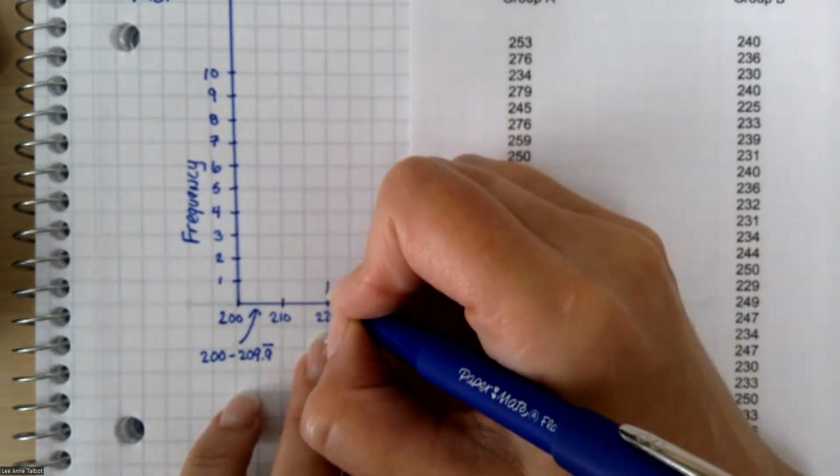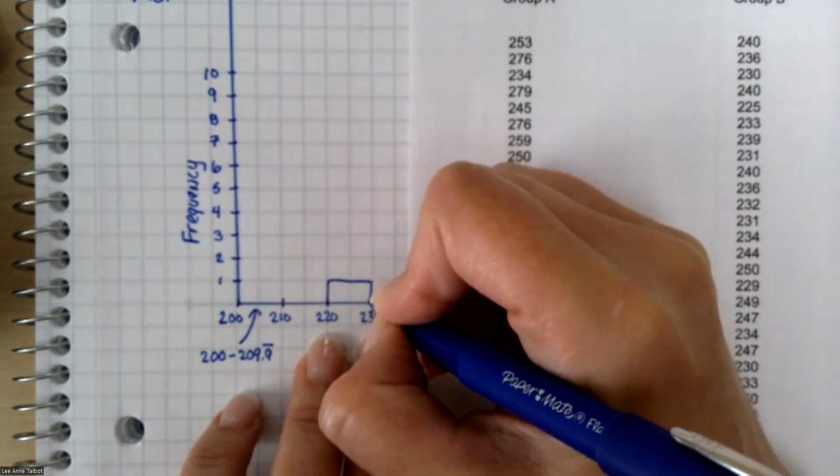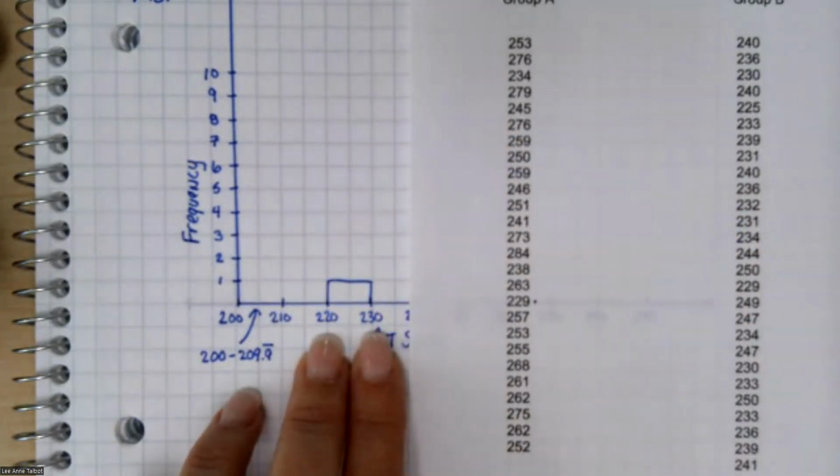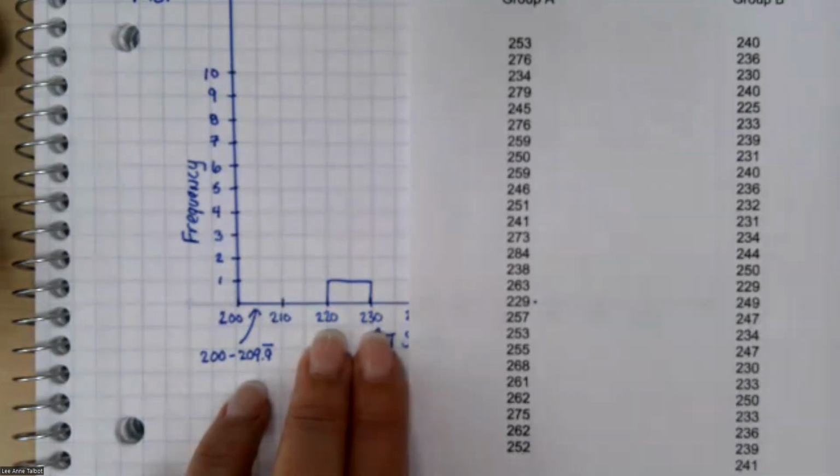Okay. So that bin is going to have a bar that is 1 tall because there's one number between 220 and 229.9 repeating. Okay, now I'm going to say it in an easier way. Are there any numbers in the 230s?